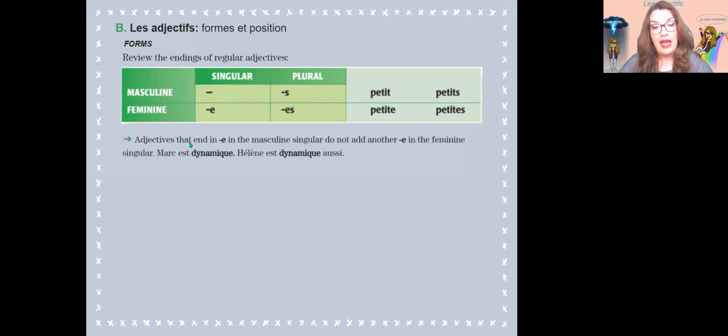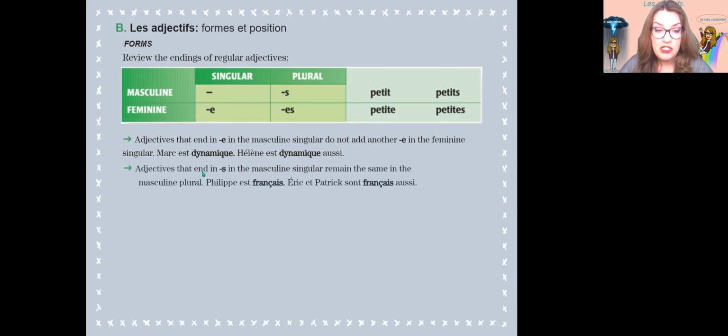Okay, so the adjectives that end with E in the masculine singular do not add another E in the feminine singular. Here is an example. Marc est dynamique. Marc is a male, so dynamique already has an E in the masculine form, so nothing changes in the feminine, but we just know that it's in the feminine because Hélène is a female. Hélène est dynamique aussi.